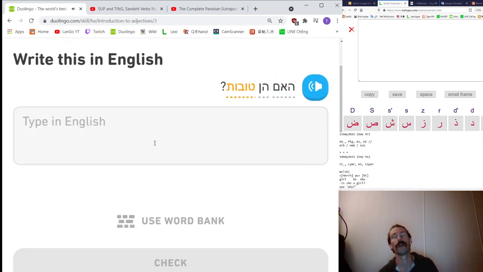האם הן טובות? Ha'im. So let's think of this. Ha'im. How does that connect? It's got the ha. This is also a yes-no marker, right? Seems to be what it is here.